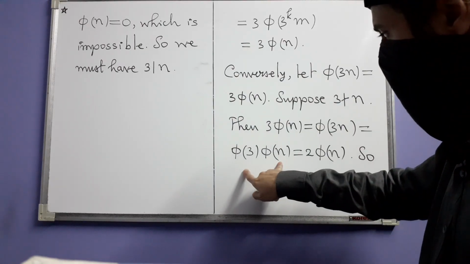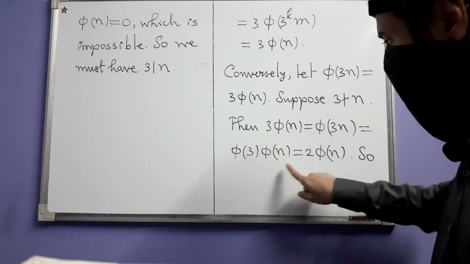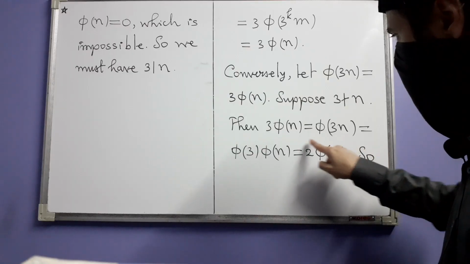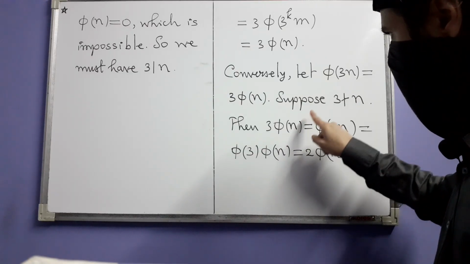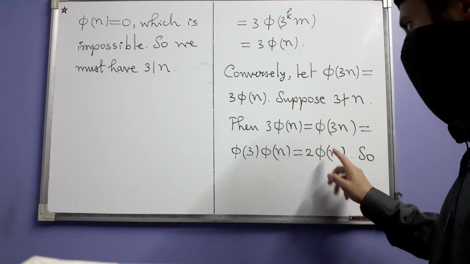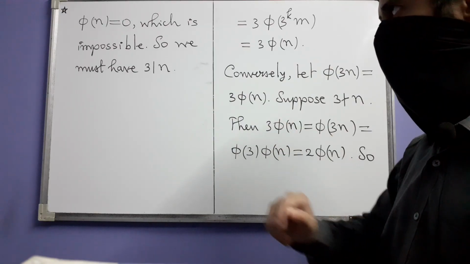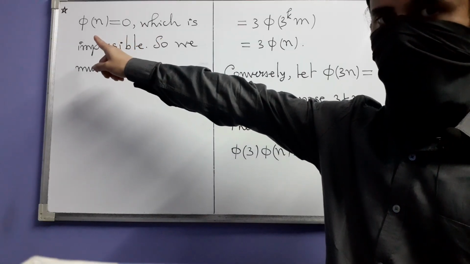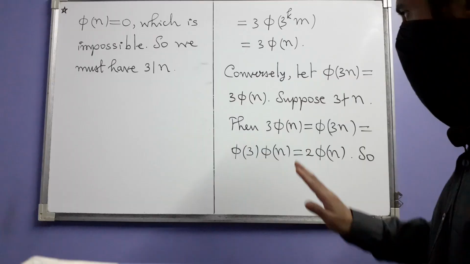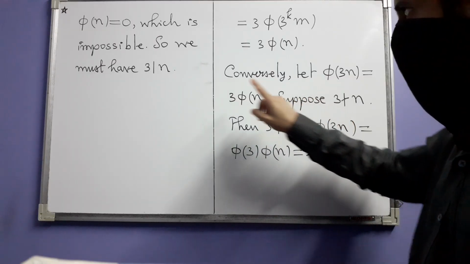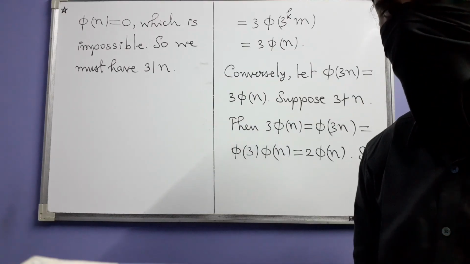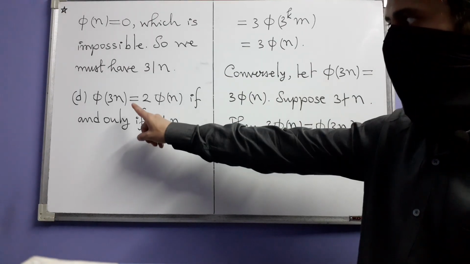But anyway, now we have this, and phi of 3 you already know is 2. So from your hypothesis, this is equal to 3 times phi of n, but because of your supposition, that is also equal to 2 times phi of n. So subtracting 2 phi of n from both sides, you get phi of n equal to 0, which of course is not possible because no phi value is 0. And that's why our supposition is wrong. That means we must have n divisible by 3. So that's the proof. Next we have part D.